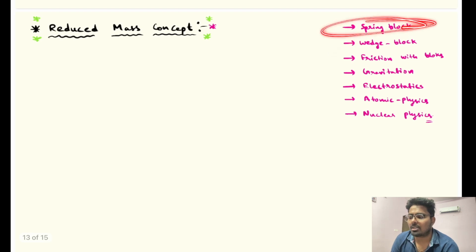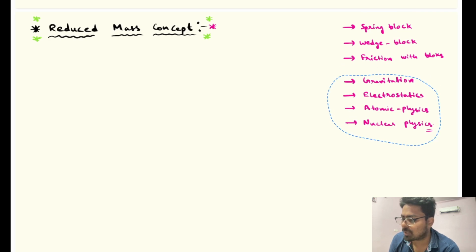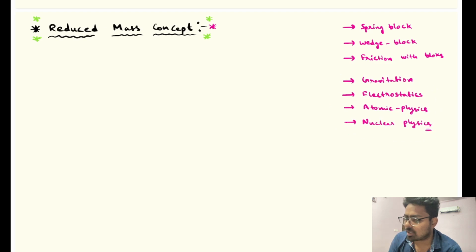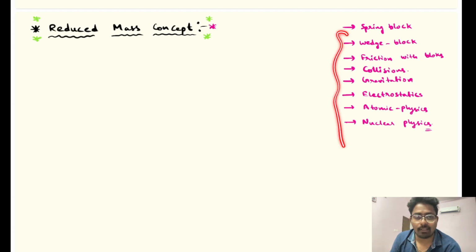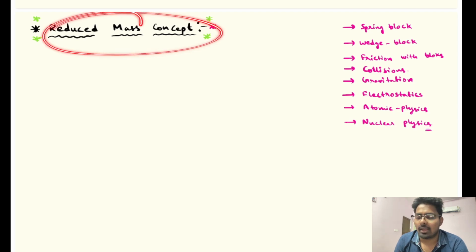So that is spring block systems, wedge block systems, friction, and one more important concept I forgot to write over here, which is also very important: collisions. These are the different topics which you can easily tackle after knowing this concept. But as I said, not the complete chapter. There'll be some models which you can tackle by using this concept of reduced mass.